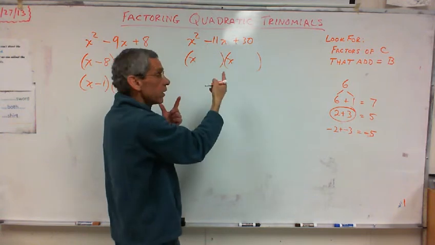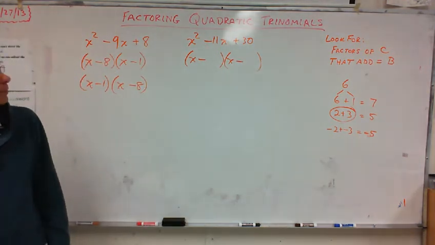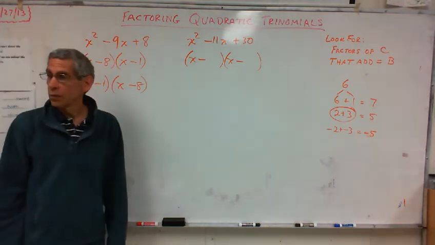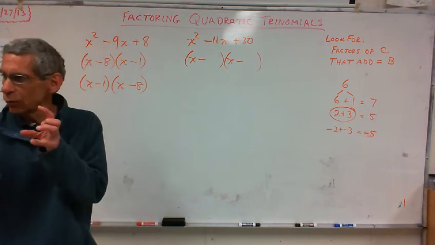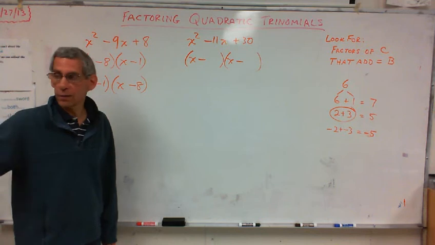Because that's the only way to get positive 30, negative times negative. What if it was x squared minus 11x minus 30? That's a different problem. We'll get to that tomorrow. I'm just doing one group at a time. Wait, somebody different, because you've been answering.